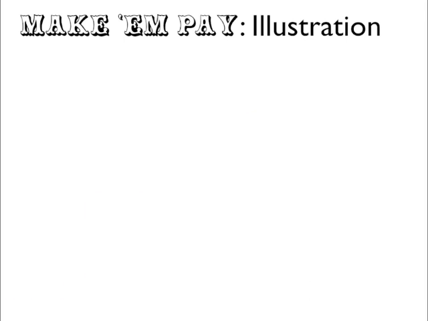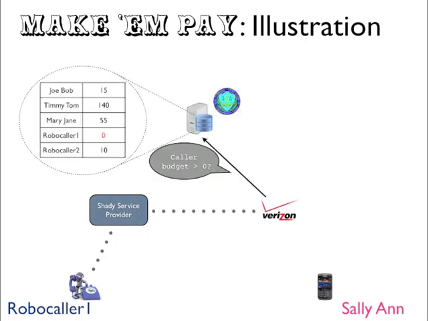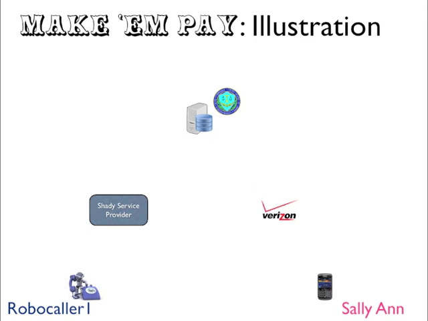In the future, let's say Robocaller 1 tries to call Sally Ann, and so again Sally Ann's service provider checks with the FTC server to see if Robocaller 1 has sufficient budget. But this time, Robocaller 1's calling budget is 0, and so the service provider will terminate the call. In general, if a caller's budget is depleted, their future calls could be made more expensive, or they could be asked to complete a CAPTCHA before each call, and so forth.